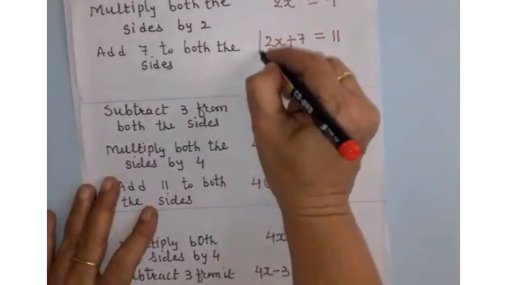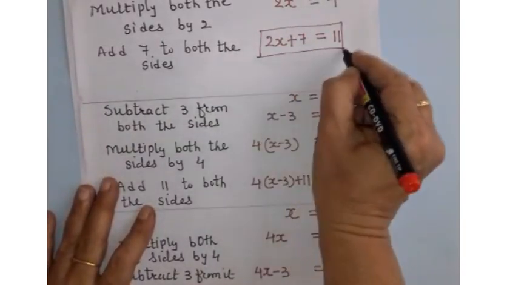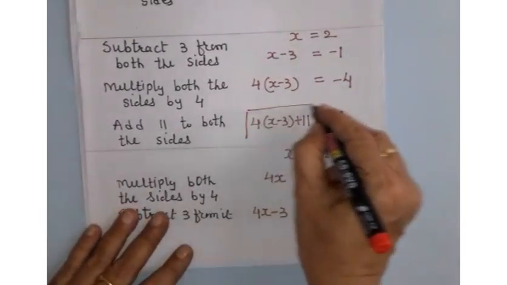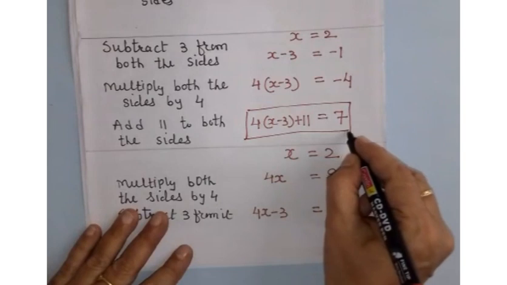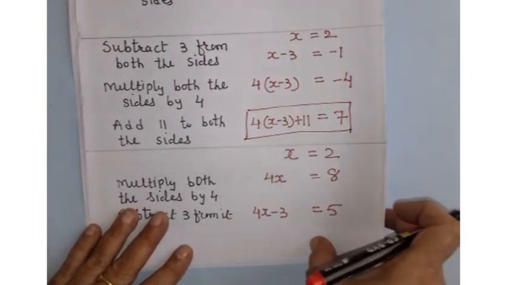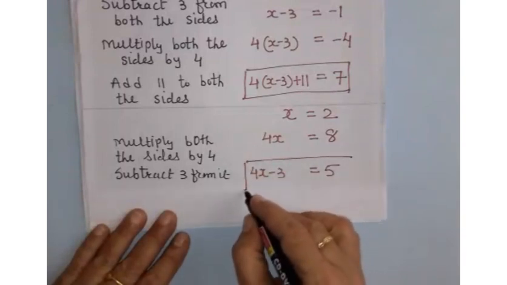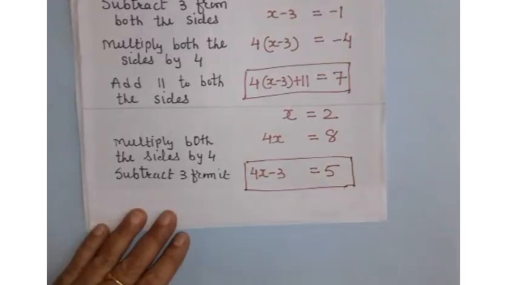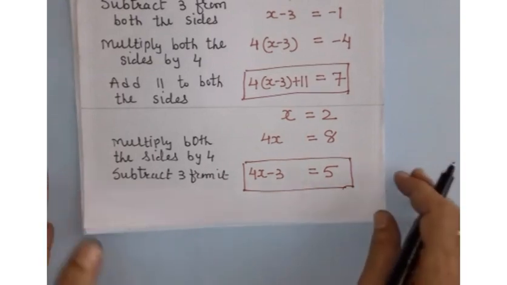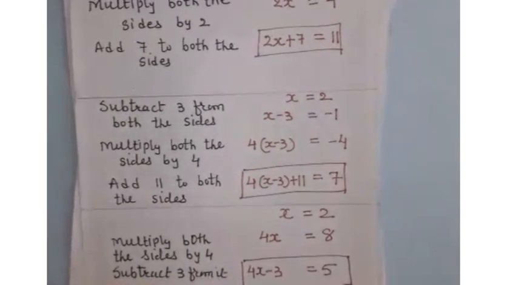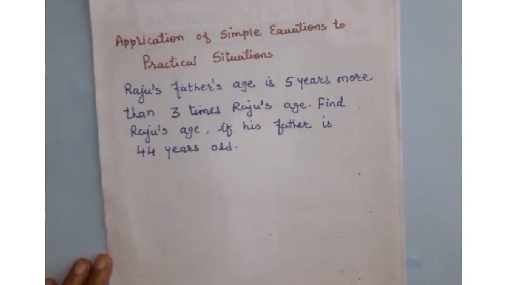So children, have you seen that these are the 3 different equations we have formed? The first one is 2x plus 7 is equal to 11. Our second equation is 4 into bracket x minus 3 plus 11 is equal to 7. And the last equation is 4x minus 3 is equal to 5. So these are the three equations we have formed. Understood? Clear?